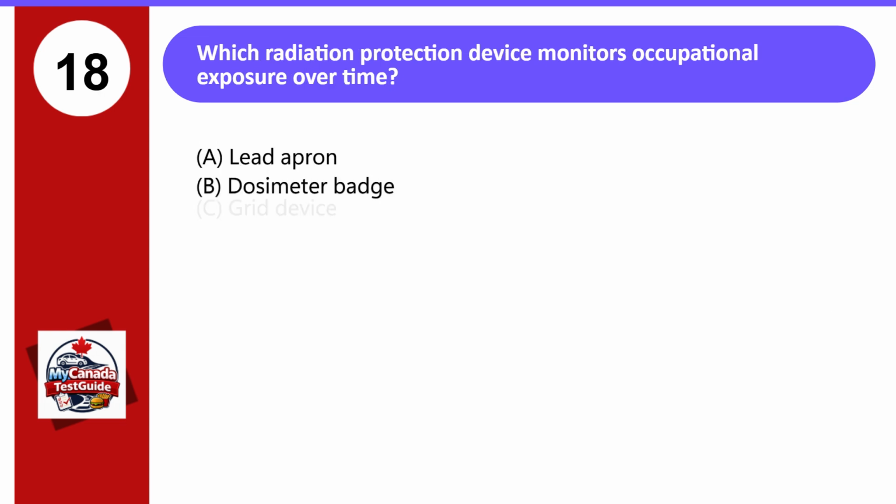Which radiation protection device monitors occupational exposure over time? A. Lead apron. B. Dosimeter badge. C. Grid device. D. Collimator.